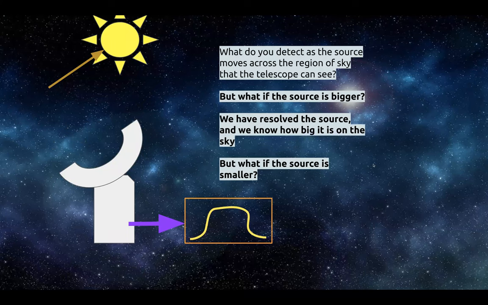So basically, in this situation, we have said that we have resolved the source, and we know how big it is on the sky. Because it's going across the beam of the telescope, and we get this broad response like this, we can actually determine the size, or at least the maximum extent of the size of the source. Now, next question. What happens if the source is smaller? Any guesses?